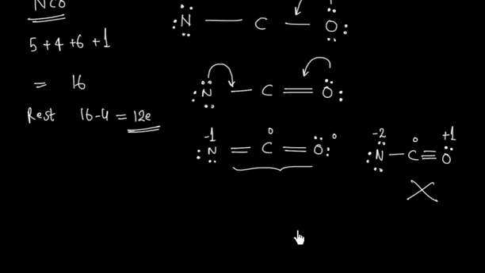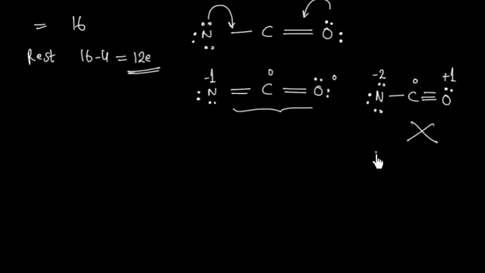So this is not a good Lewis dot structure because there are too many formal charges. Are you getting it or not? So this has too many formal charges. We have already said that a Lewis dot structure that has too many formal charges is not a good Lewis dot structure.